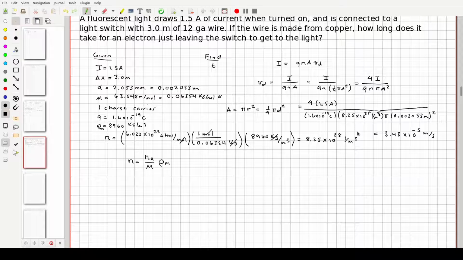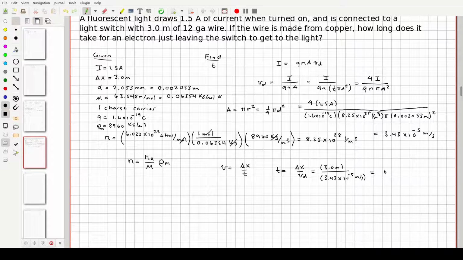That's incredibly slow. Okay? So let's figure out how long it's going to take for this to go 3 meters. So velocity, if it's constant velocity, which is what we're assuming here, is just distance over time. So our time is going to be the distance over my drift velocity, which is going to be 3.0 meters divided by 3.43 times 10 to the minus 5th meters per second.